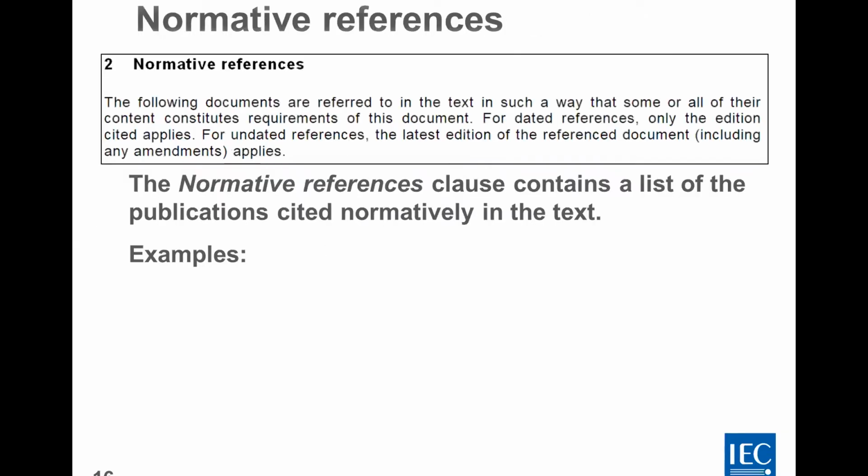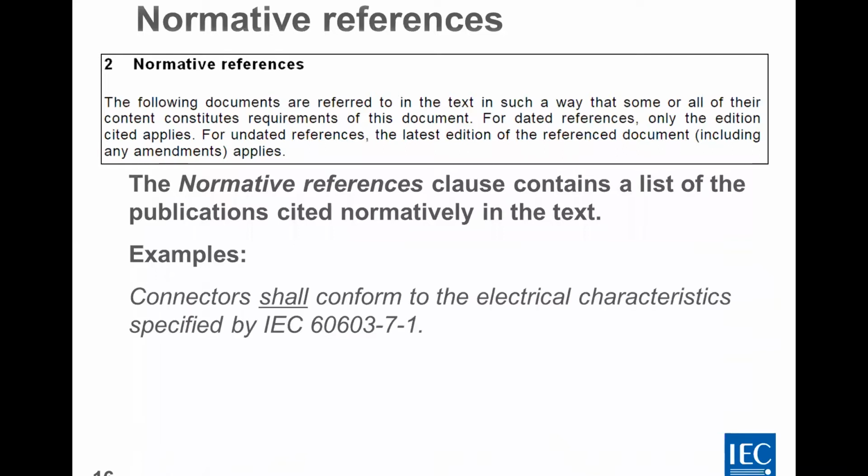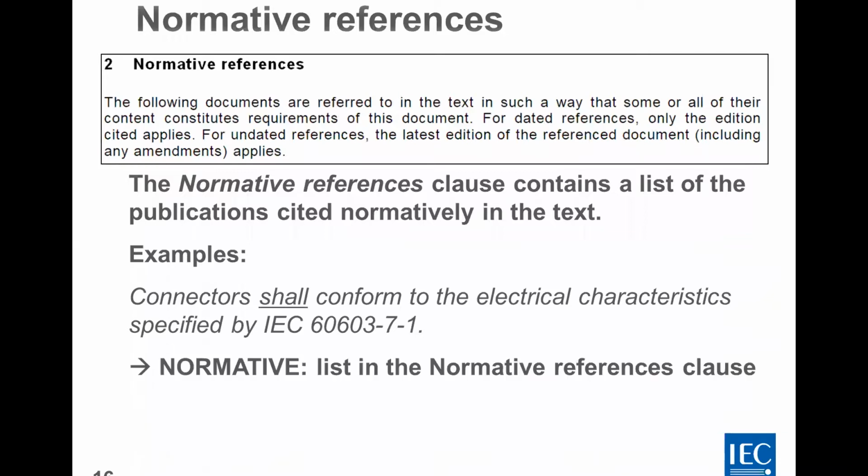The next cornerstone principle within standards, which you should be aware of, is that of normative references. Normative references are included in clause 2 of standards. And this clause contains a list of the publications which are cited normatively in the text. If we take two examples, first example, which is the one we saw before, where connectors shall conform to electrical characteristics specified by IEC 60603-7-1. Because there is the word shall, the user is required to go and read what happens in 60603-7-1. Therefore, this is normative and it's listed in the normative references clause.